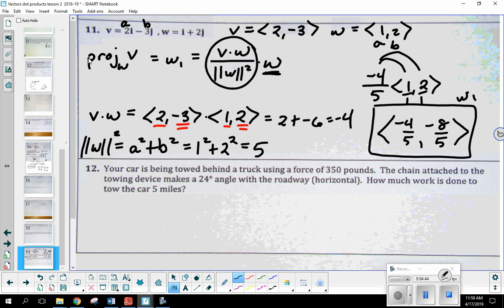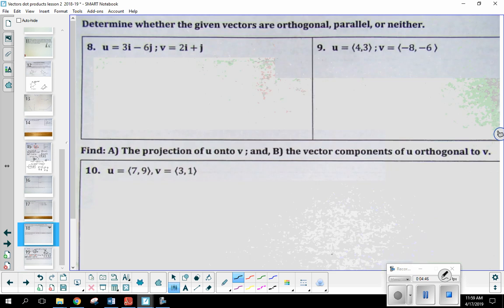That's it. Now, the instructions say, let me take a look at this right here. It says for 10 and 11, we found the vector projection, but then it says the vector component of V orthogonal to W. Now, there's that key word again. Orthogonal means they form what angle? Right, 90 degrees. There we go. So the orthogonal, the perpendicular vector, we always call that W2.